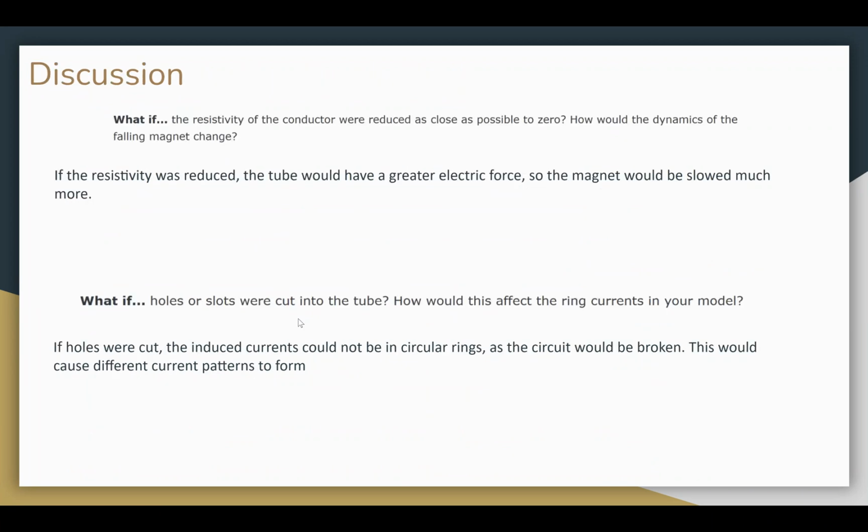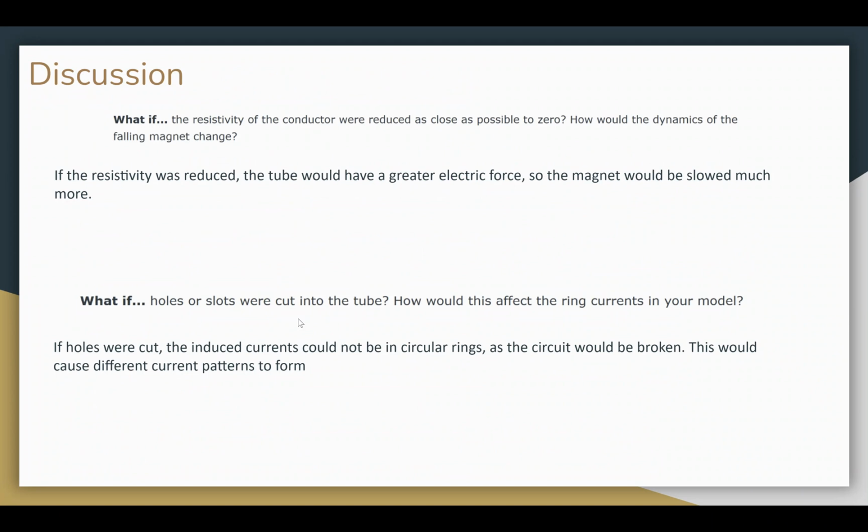So what if the resistivity of the conductor were reduced as close as possible to 0? If this happened, the tube would have a much greater electric force. So the magnet would be slowed by a much greater magnitude.